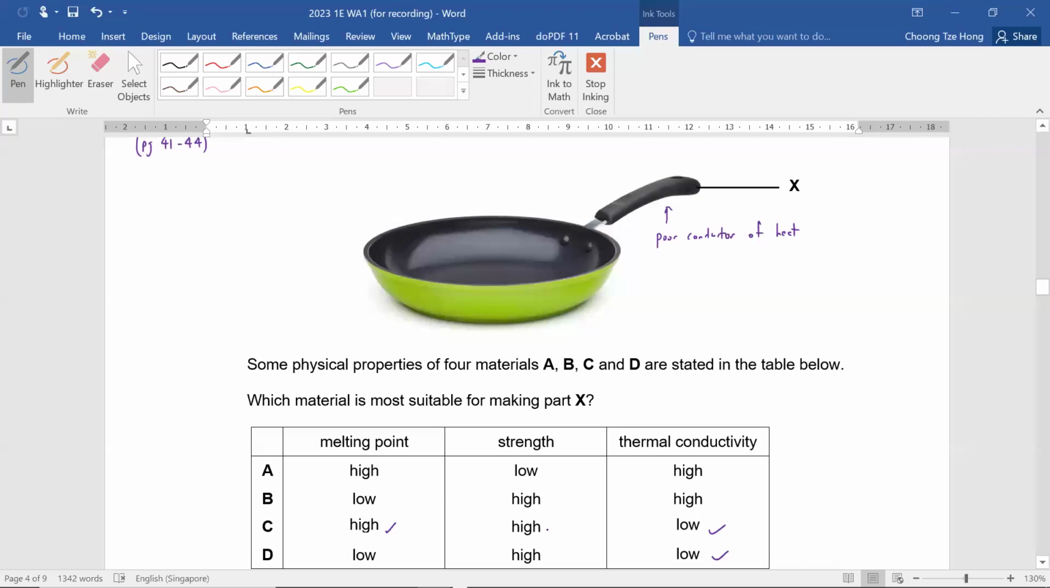And of course, if it has high strength, then it will be an added benefit because then it will not break so easily. It can withstand a higher force, or higher load. Okay, so the best answer would be C, right? So do read up on page 41 to 44 to find out more about different physical properties.